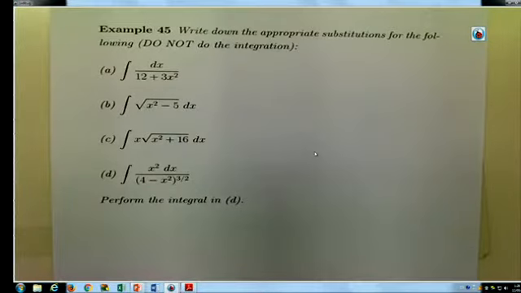trig substitution. Who's talking? You three there are talking lots. Just, that's enough. Had enough.